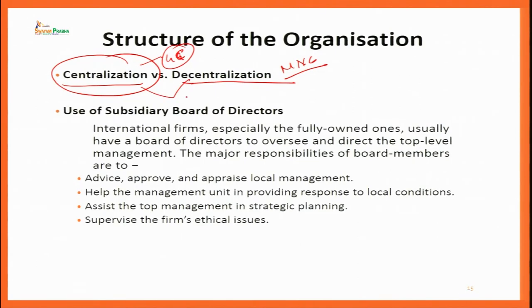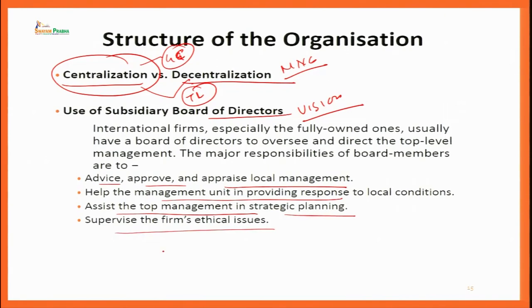The mixed structure we find in transnational companies, where in some places they are centralized and at some places decentralized. You can make use of subsidiaries or the board of directors to give the correct direction to the organization, and they are the people who will work on finalizing and setting the vision for the organization. They will give you advice, approve, appraise local management, help the management unit provide a response to local conditions, assist top management in strategic planning, and supervise the firm's ethical uses.